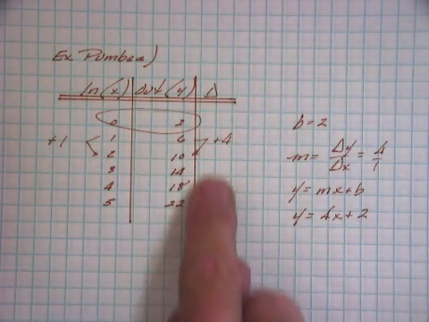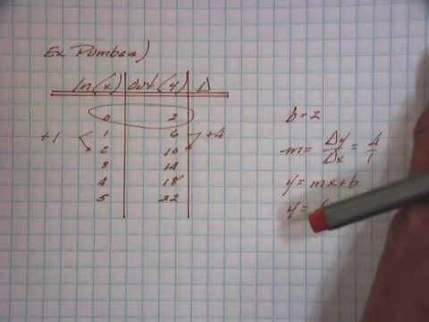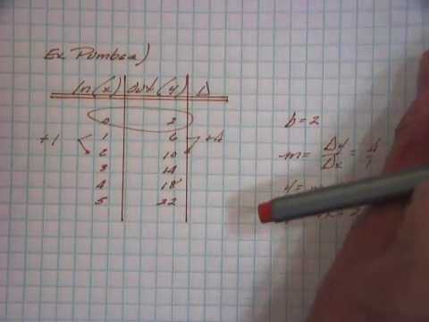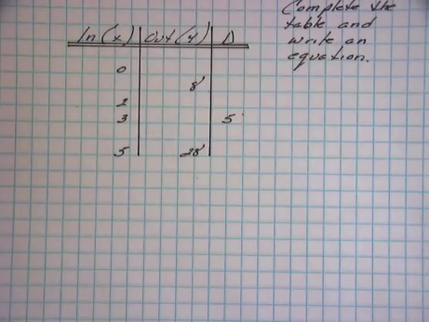Now, you may wonder why I put this additional column in, this delta column. Trust me, when we get to constant ratios, not constant differences, but constant ratios, that delta column is going to come in real handy. So that's why I'm putting it there now.